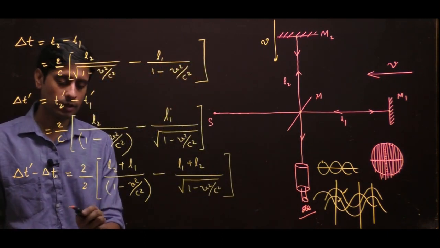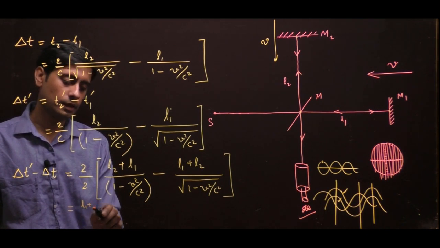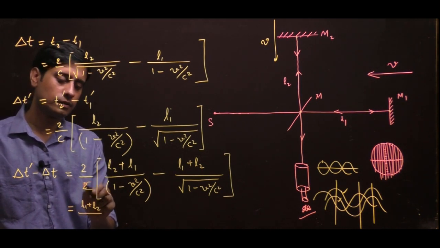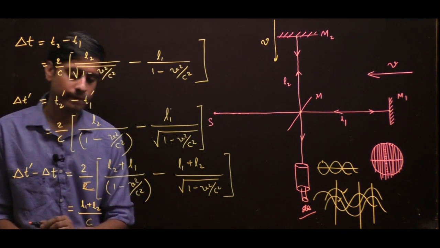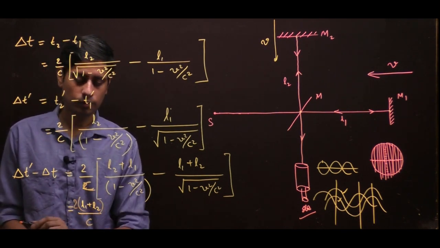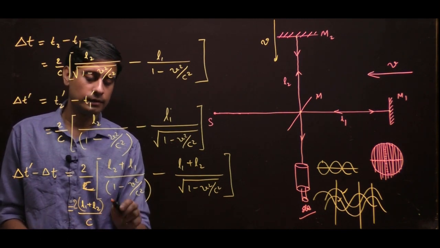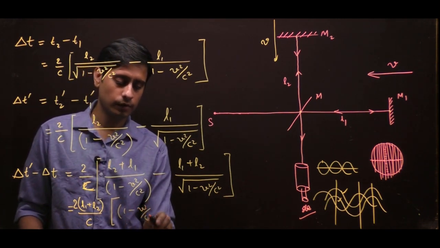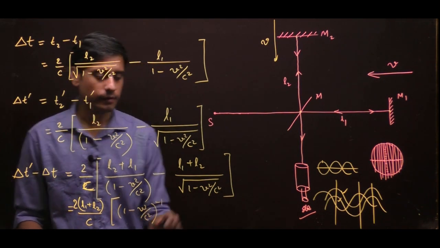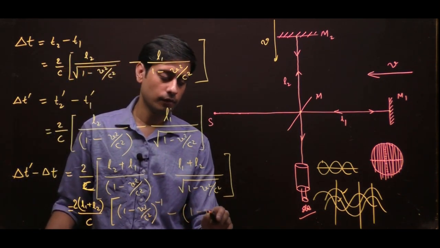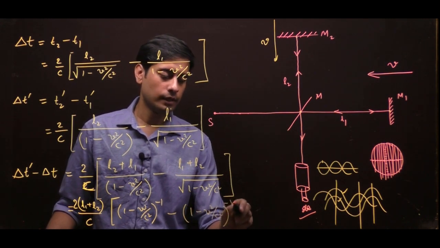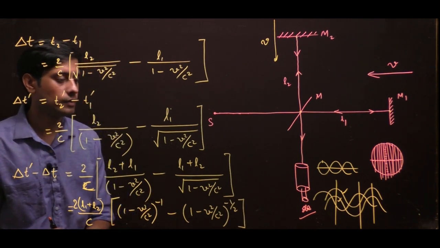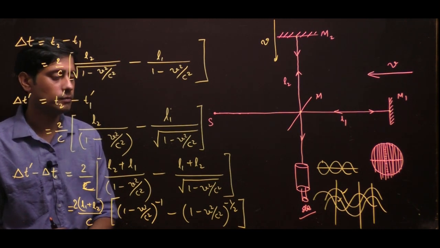So you can take out the L1 plus L2 term. This is not 2, this is C. So you have 2 times L1 plus L2 divided by C, and this term 1 minus V square upon C square to the power minus 1, minus 1 minus V square upon C square to the power minus half. The square root gives you a half power, and because it is in the denominator it becomes minus half.